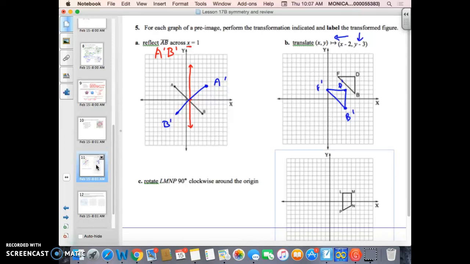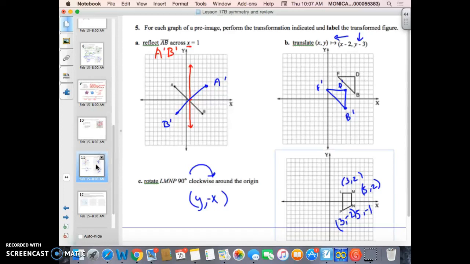Rotate 90 degrees clockwise. So 90 degrees clockwise is to the right. So my coordinates are going to flip-flop, and the x goes negative. Okay, so this one I do probably have to write my coordinates down so that I can see where they end up. So L is at 3, 2. M is at 5, 2. N is at 5, negative 1. And P is at 3, negative 2.